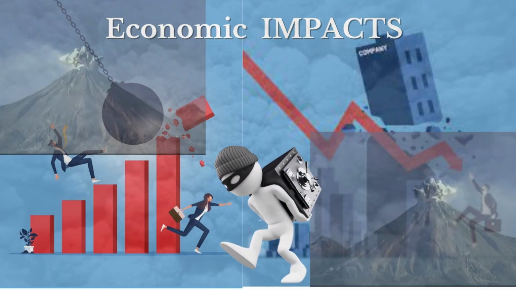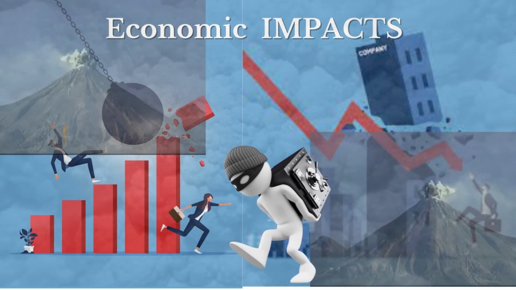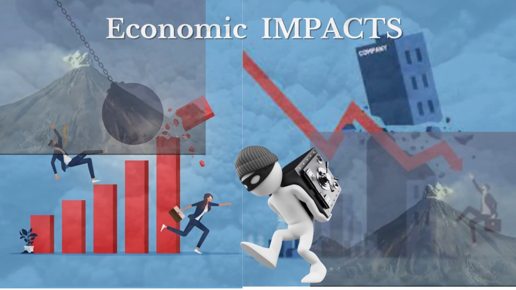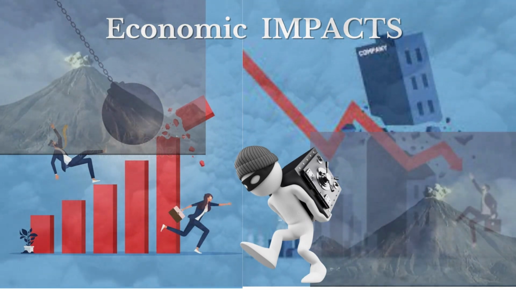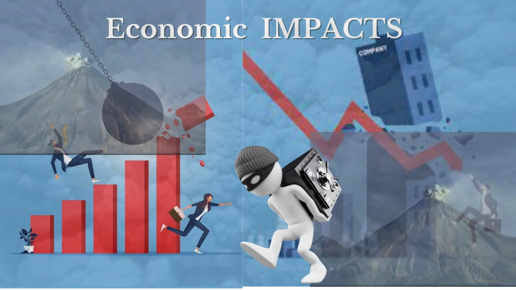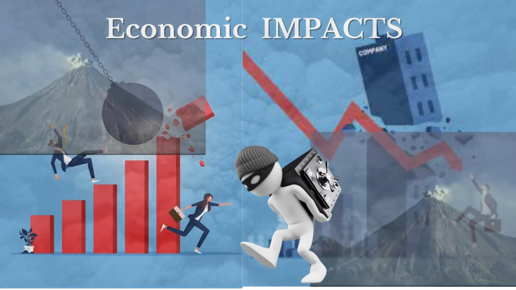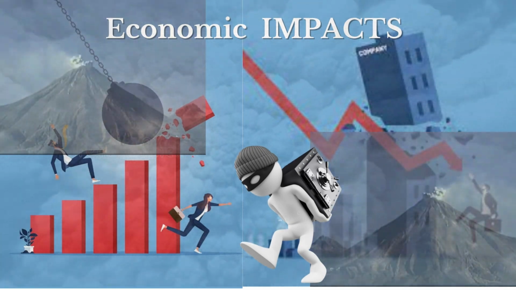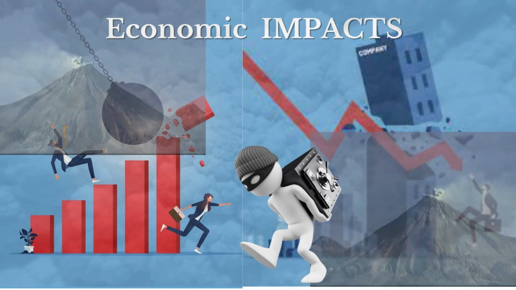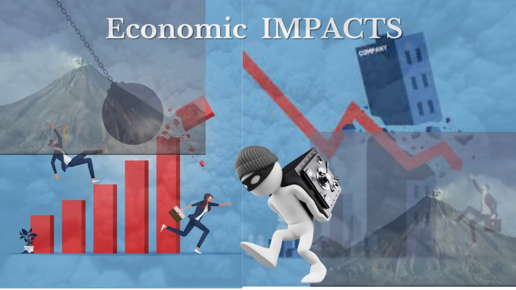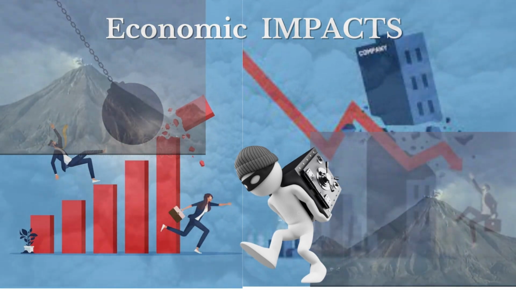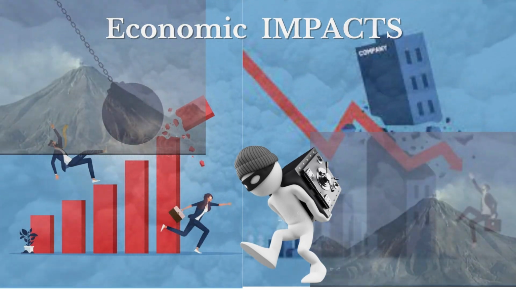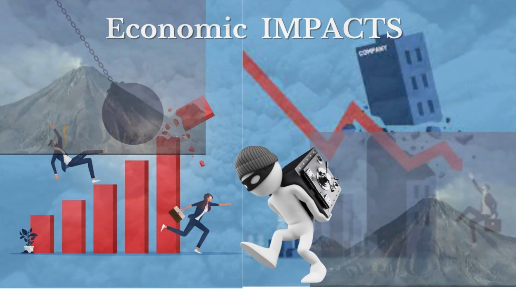Now on to economic impacts. Prior to the eruptions, about 80% of infrastructure and businesses were located in the south, especially within the capital city of Plymouth. Most agricultural activities also occurred in the southern regions. Very little economic activity occurred in the north at that time. This means that the country suffered a lot of financial loss during the eruption.